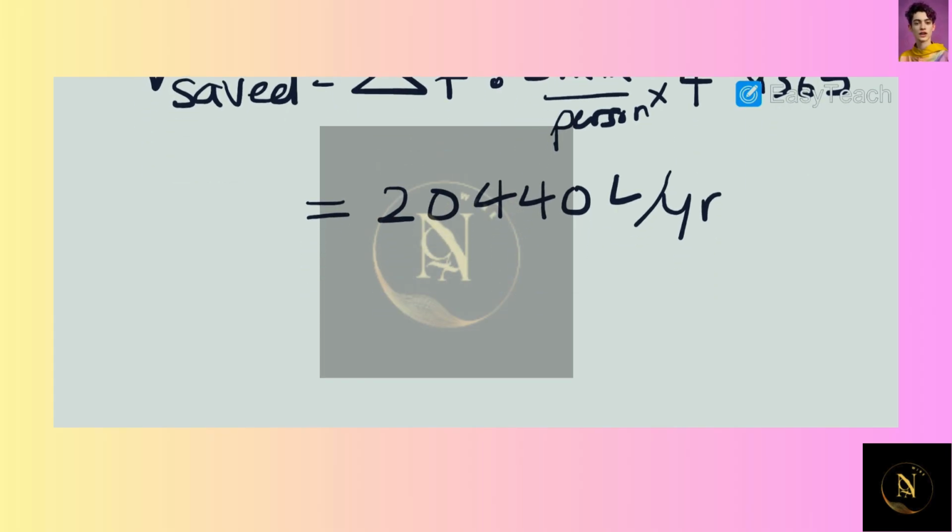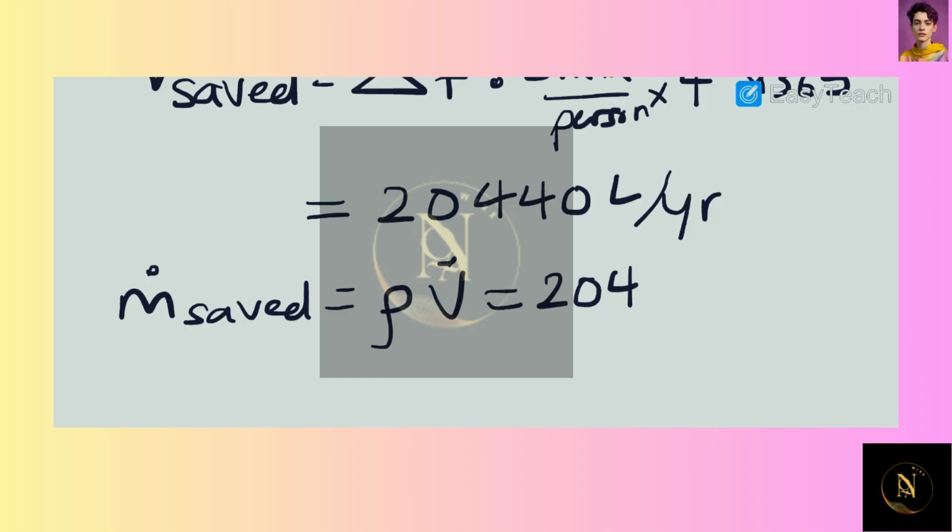Now we can translate this into a mass that's saved. So we can say that m saved is equal to rho times V, and knowing that the density of water is 1 kilogram per liter, this gives us a total of, again, 20,440 kg per year.